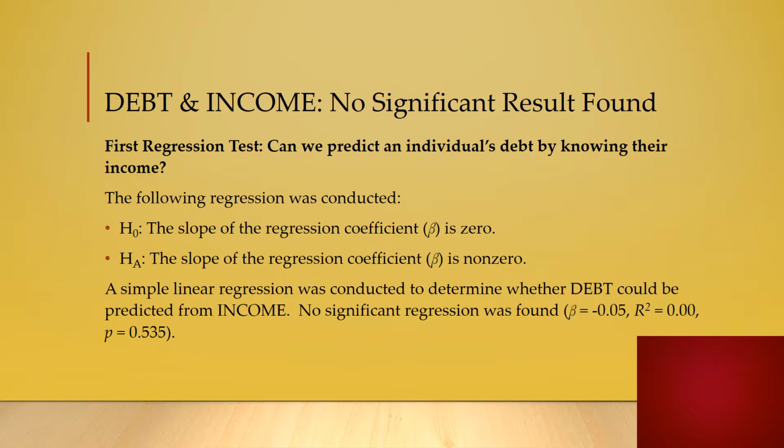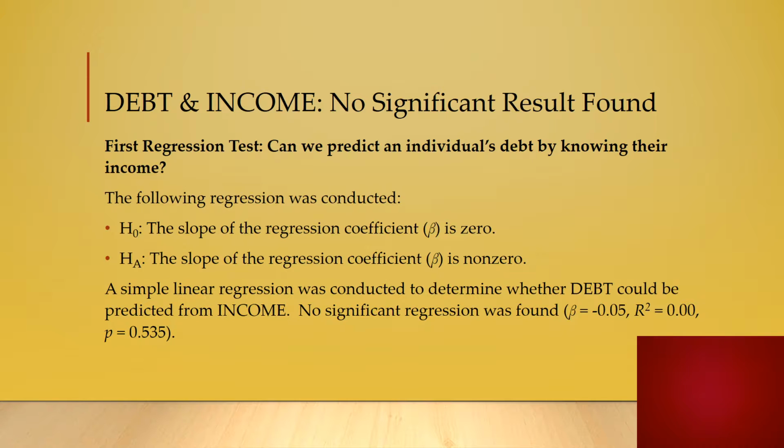Okay, so the first regression test, the question was, can we predict an individual's debt by knowing their income? And for debt and income, we found no significant result. So the following regression test was conducted. You can see there the null hypothesis states that the slope of the regression coefficient is 0. The alternate hypothesis is that the slope of the regression coefficient would not be 0.